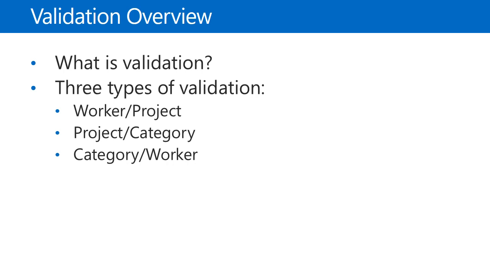Worker project is basically which workers can work on what specific projects. Project category is what categories are applicable for each project. And then category worker means you can say that specific categories are only applicable for specific workers as well.